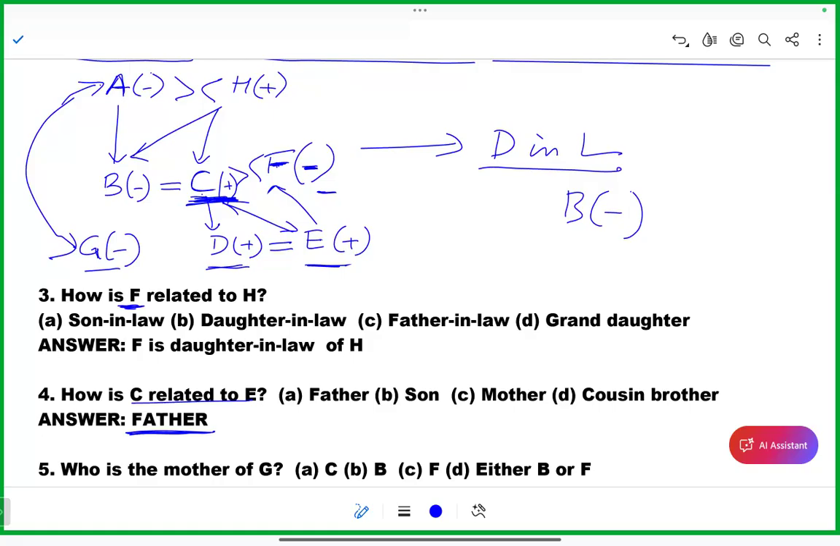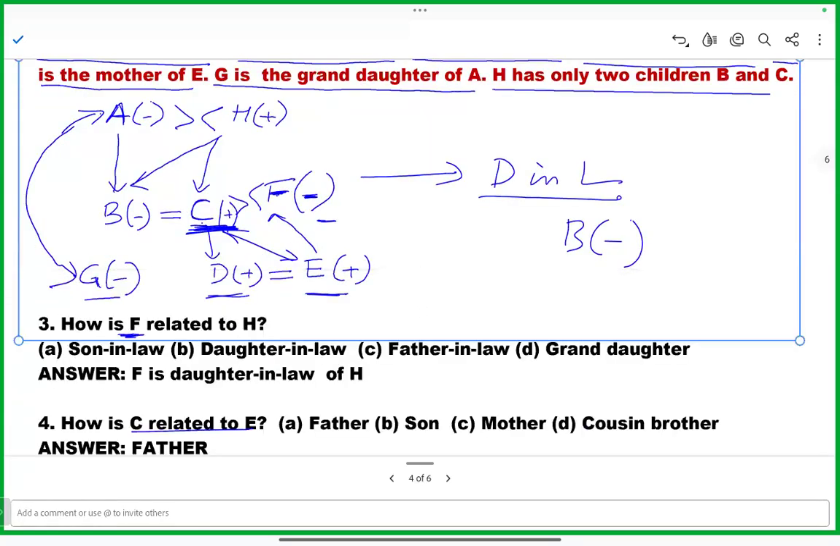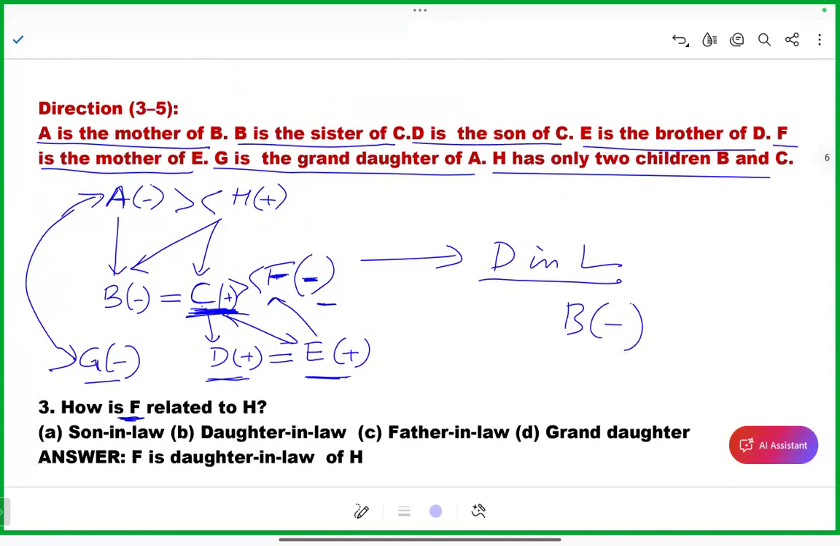Direct, it can be either P or F because the only thing that is said in the question is that she is the granddaughter of A.